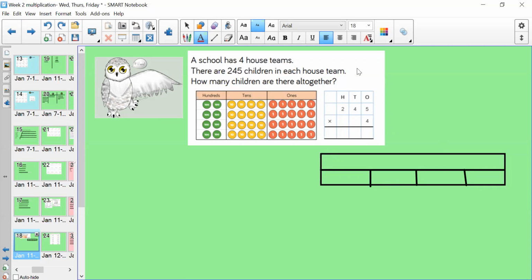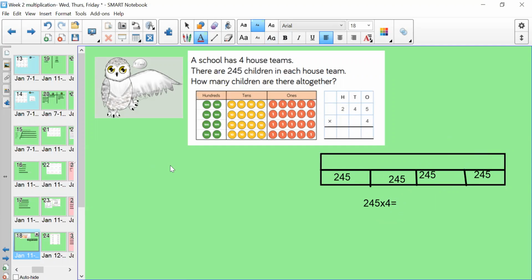So the first thing I would have done is to work out my bar model. So I know that I've got 4 house teams. So I'd split my bar model into 4 houses. So 1, 2, 3, 4. And in each house, we know there are 245 children. So I would have put 245 children in that house, 245 in that house, 245 in that house, and 245 in that house. So from that, I can see that what I need to do is to multiply 245 times by 4.